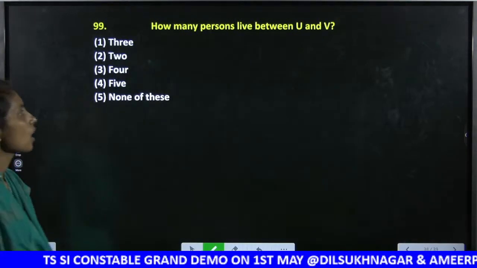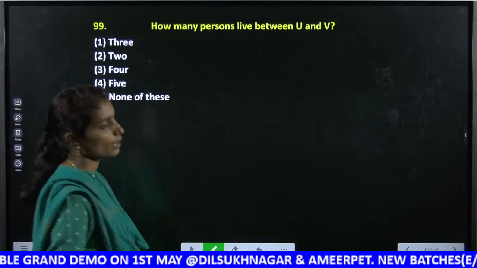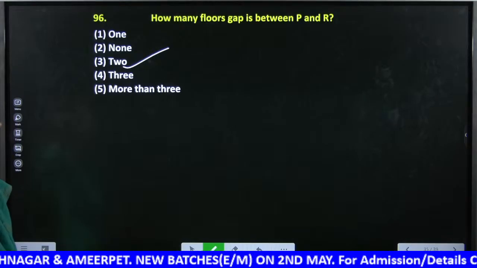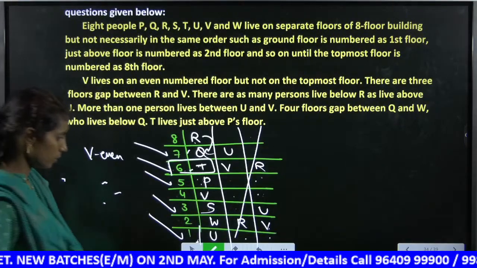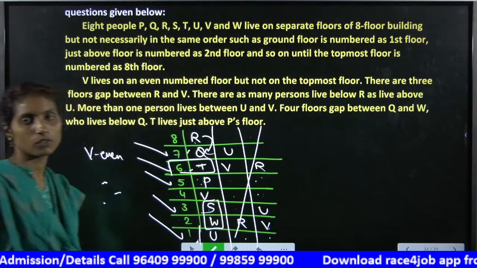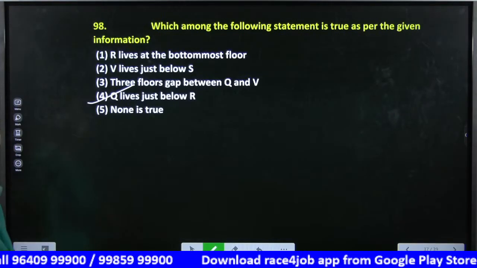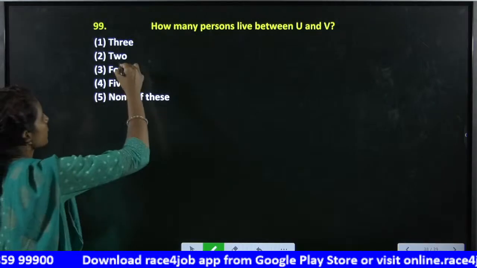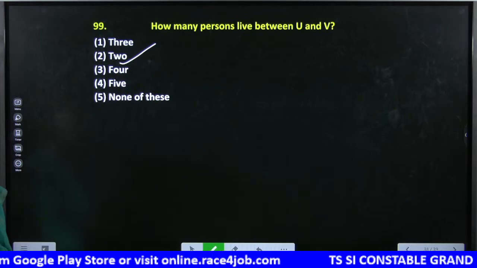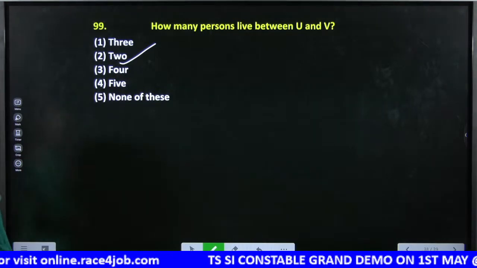Next. How many persons live between U and V? In between U and V, we have 2 persons. In between U and V, we have 2 persons. And the answer here is yes, it is T. Yes, it is 2.